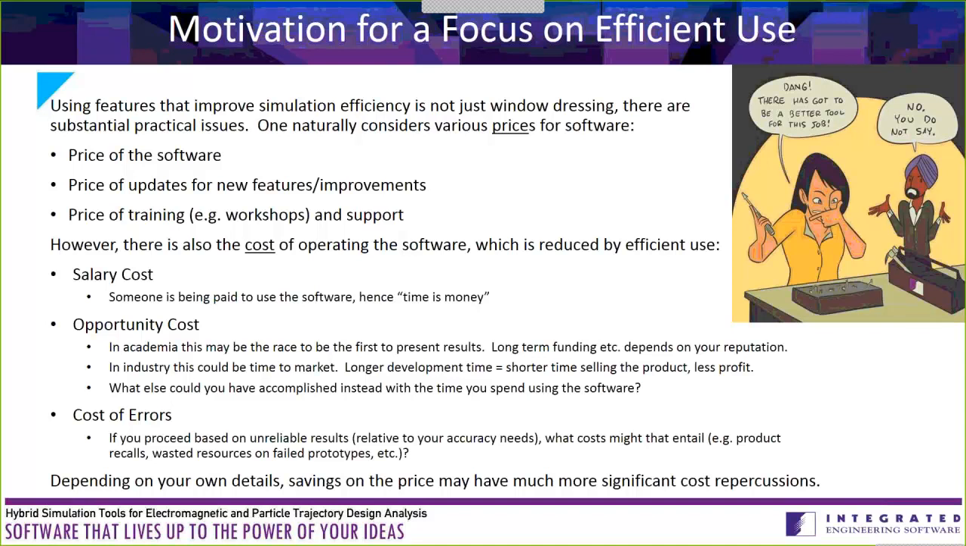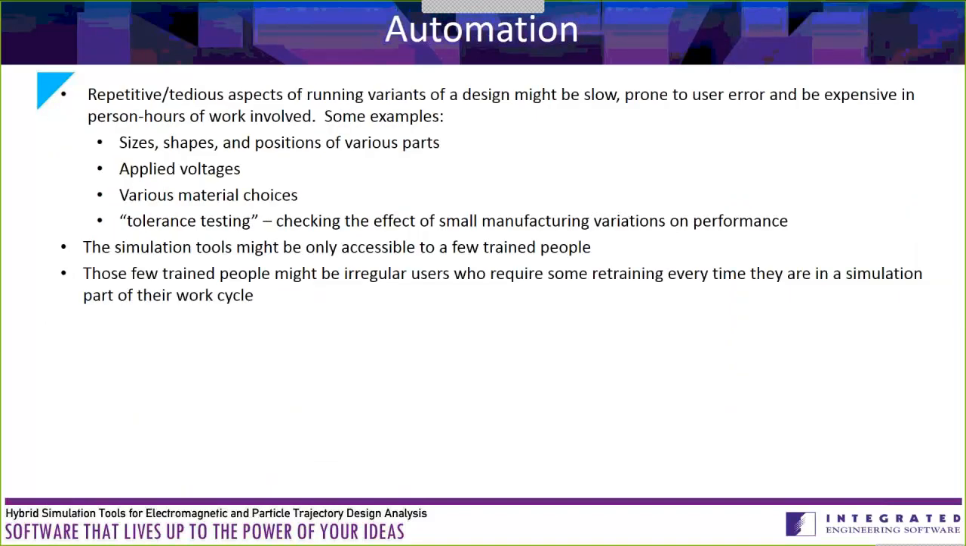There's also the cost of errors to consider. If you're not using something efficiently, you have a higher chance of producing unreliable results, and this is always relative to whatever your accuracy needs might be. And if you have unreliable results, what might that entail? Might it entail eventually product recalls, and so on? So those are all costs that are minimized by making the best use that you can of the tool in order to get the most accurate results in the least time possible. So that's why it's a focus of interest.